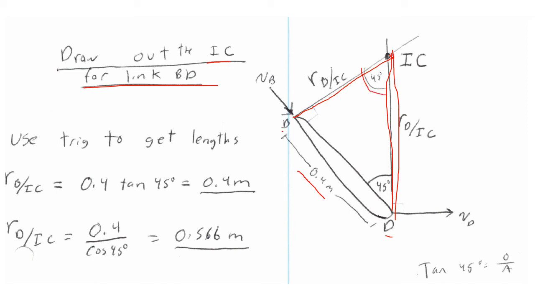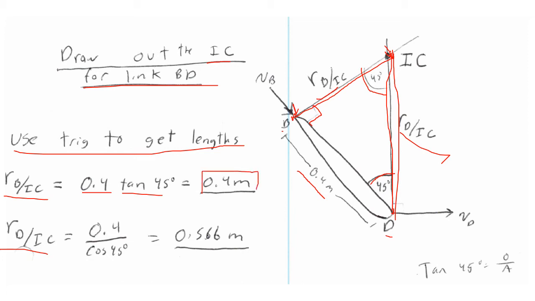So this angle is going to be 45. This angle is going to be 90 degrees. This angle is going to be 45 right here. So we can do a little bit of trig, and we can say, okay, the tangent of 45 is opposite over adjacent. And from that, we can back out our lengths from some basic trig for our RBIC and our DIC. So our BIC is right here from point B, and our DIC is from point D to our IC. So our RBIC, from here to here, is equal to 0.4 times the tangent of 45 degrees. Do out the math, and we find that our length here is going to be 0.4 meters.